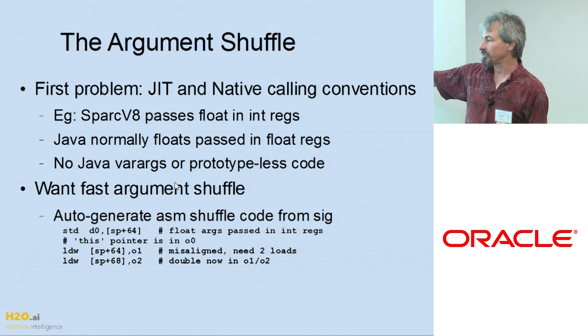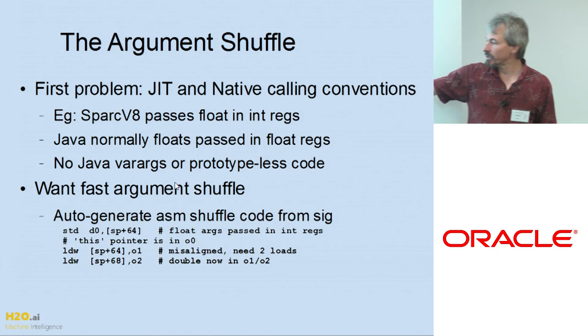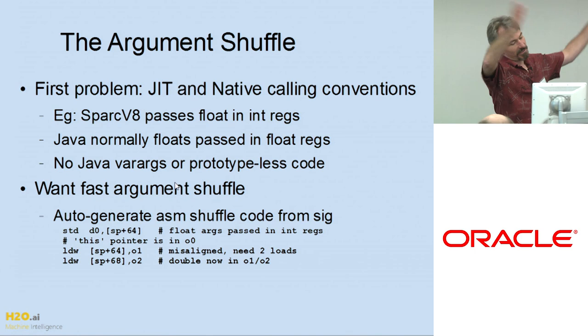So you had to have a hole in the stack for it, and you had to store it down and load it up. And the this pointer is in 0, so the double comes up misaligned at 0, 1, 0, 2, so you can't even do a single load. But that's just me picking on Spark now.